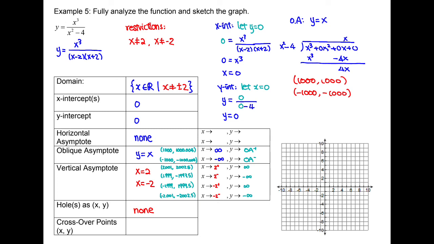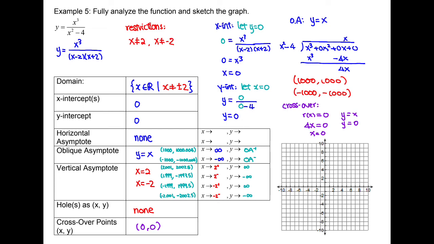Fifth, let's find the crossover points. When the function is crossing over the oblique asymptote, there is a shortcut to find the crossover points. We let the remainder from the long division equal 0 to find the x value, which means the numerator equals 0, then we get x equals 0. Let's substitute x equals 0 back into the oblique asymptote to find the y value. We get y is 0 as well. Therefore, the crossover point is at (0, 0).